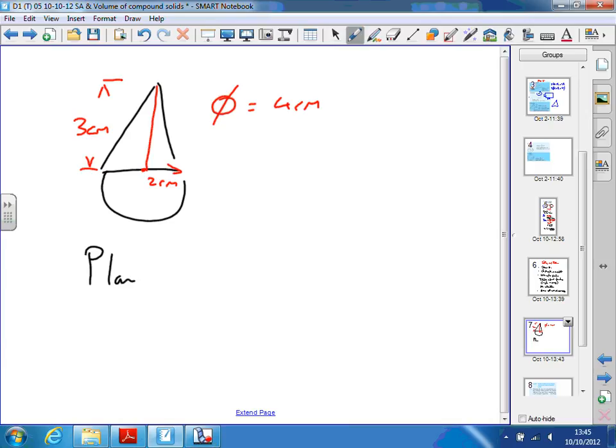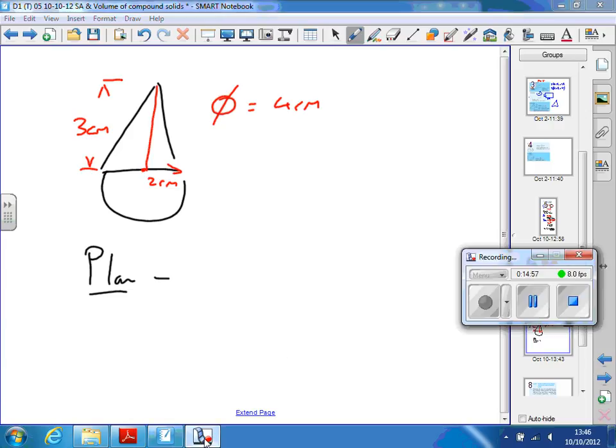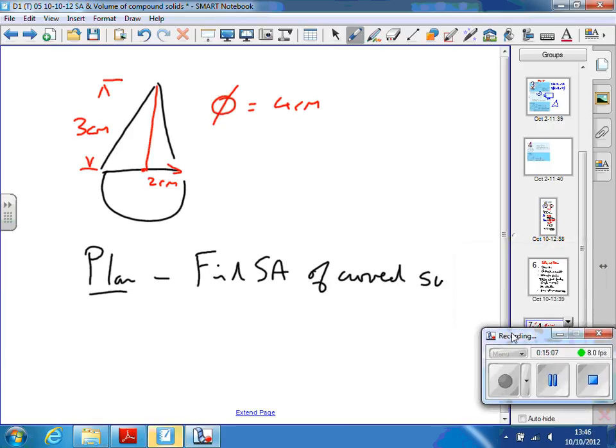Plan. What would you do? Same one, but we're now finding the surface area, not the volume. What am I going to do to find the surface area of this thing? So find the surface area of the curved surface of the cone.